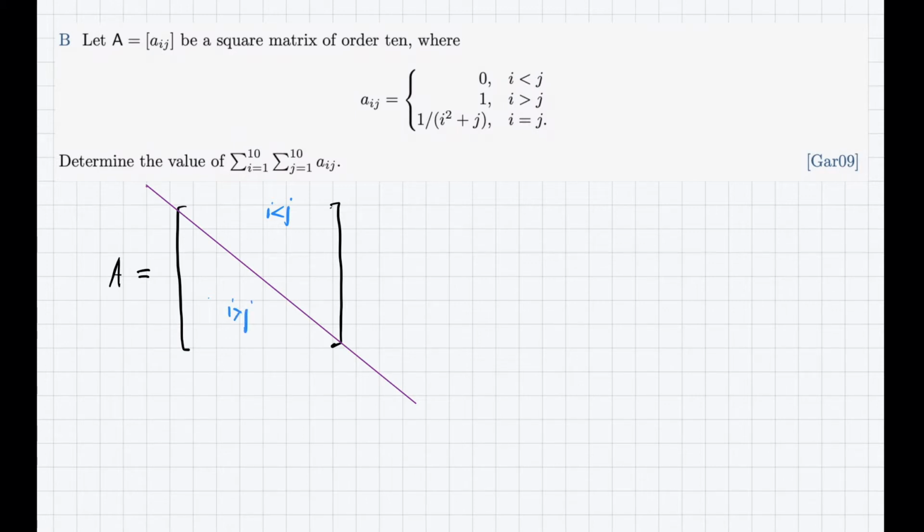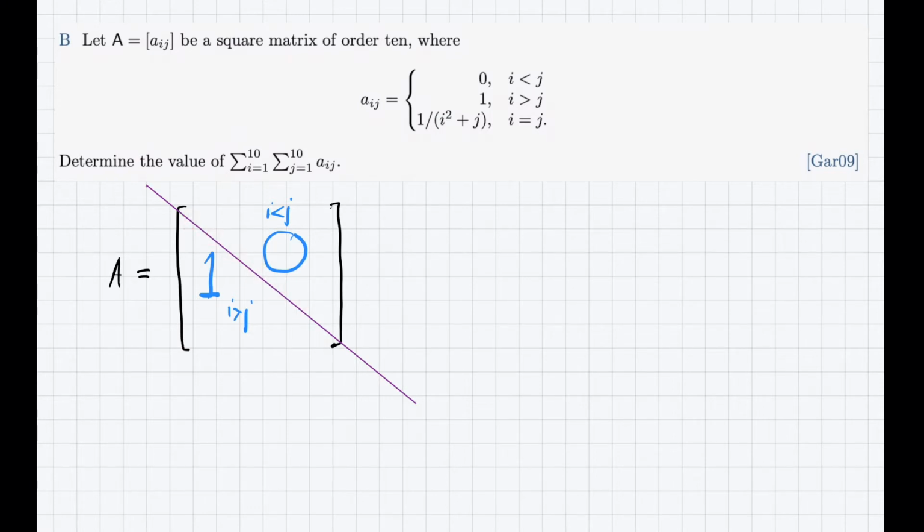So if i is less than j, the entries are 0. So let me write a big 0 here. It means that what you see above the main diagonal, everything is 0. And then when I go below the main diagonal, every entry is equal to 1. So let me write a big 1 to show that every entry below is 1. And of course, there are 10 entries on the main diagonal, because this is a 10 by 10 matrix.